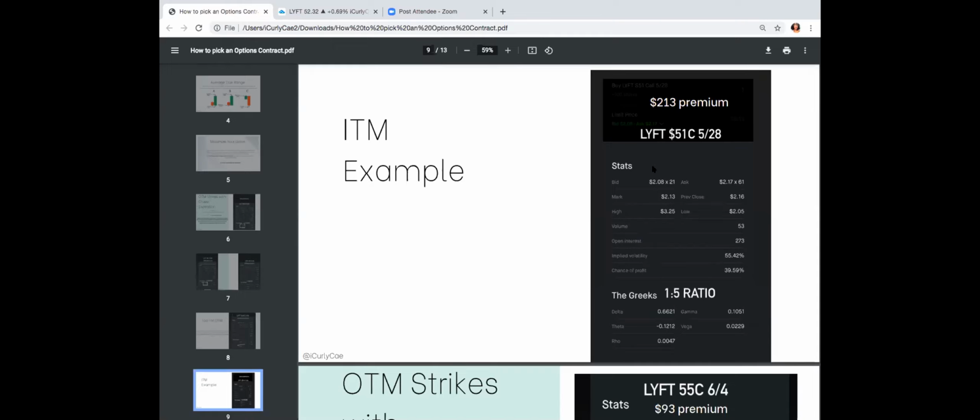So this $51 call has a 1-to-5 ratio, but you can only buy 2 of these. And if you're a new trader, I definitely recommend staying close to the money. You know what I mean? Because you have a lower risk with your money. All right, so let's keep it going.